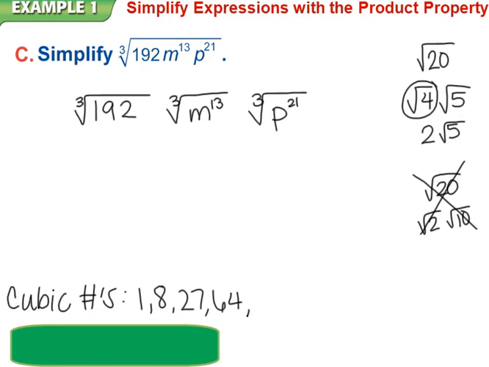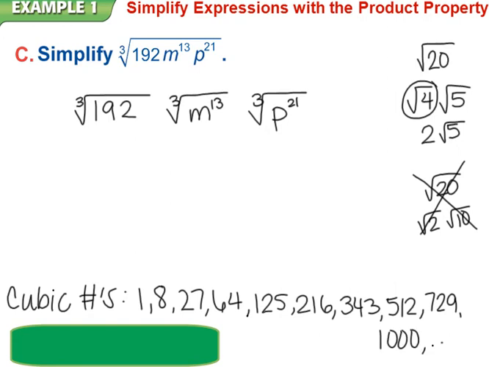And in your calculator, you can continue typing it in, but it's 125, 216, 343, 512, 729, 1000, and that list just keeps going on. You just do 11 cubed and so on to continue getting the list.